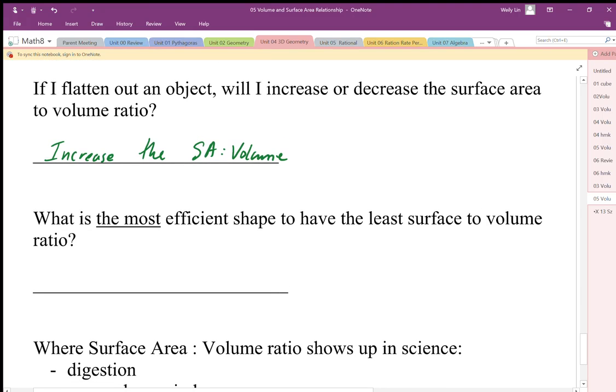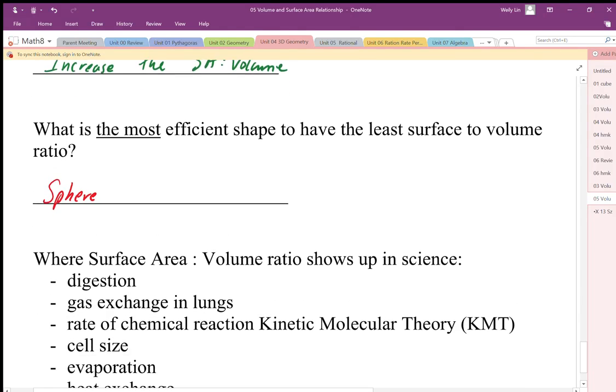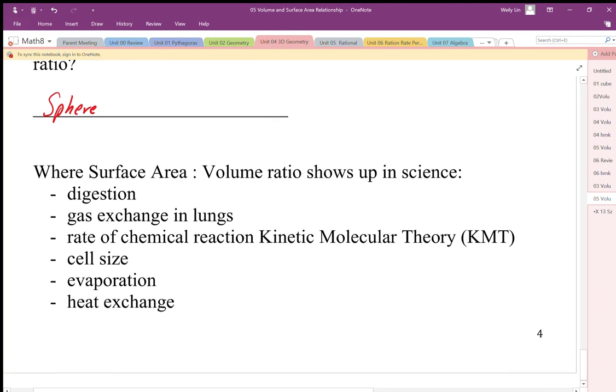So what is the most efficient shape to have the least? If we want to do the opposite and have the least surface area to volume ratio, we want to make things big, and the shape that will do it is a sphere. A sphere will minimize the amount of surface that will interact, so we have less surface area for the same amount of volume. If we want to keep warm and decrease the surface area to release heat from, you make yourself more into a sphere.